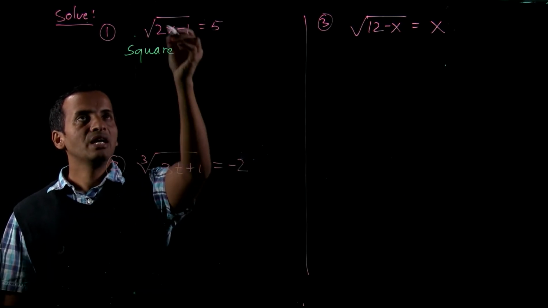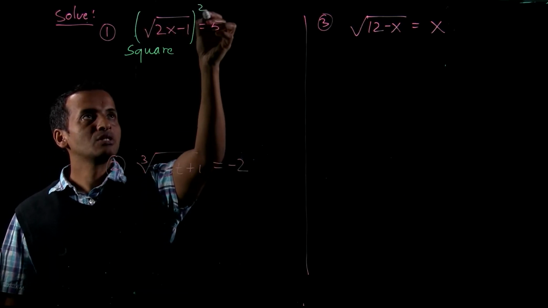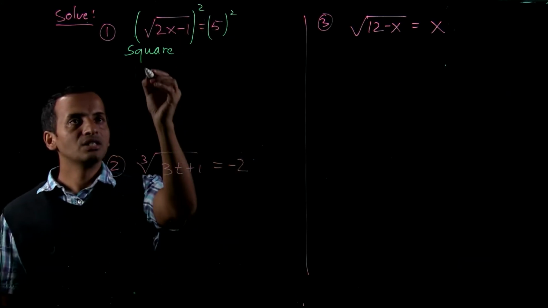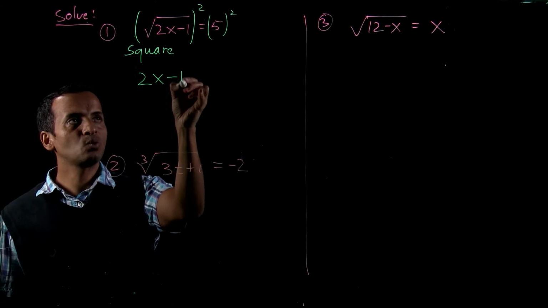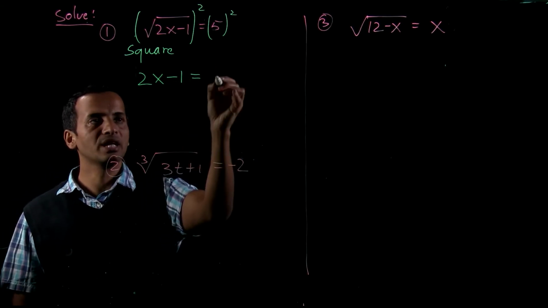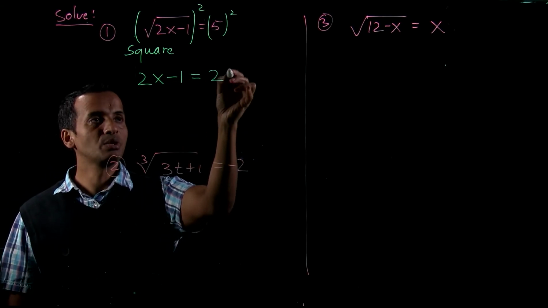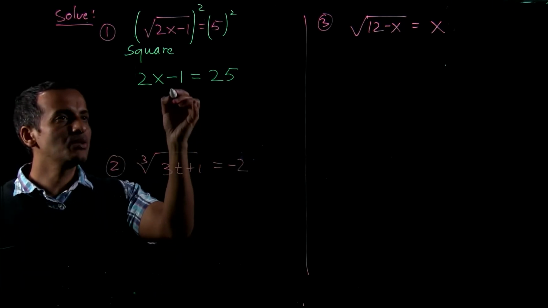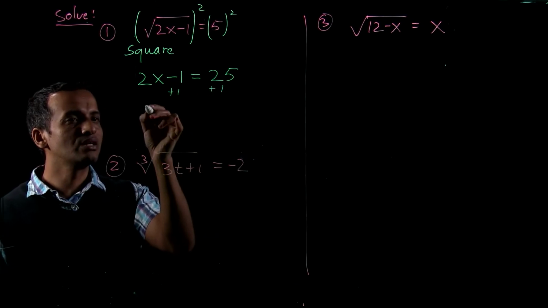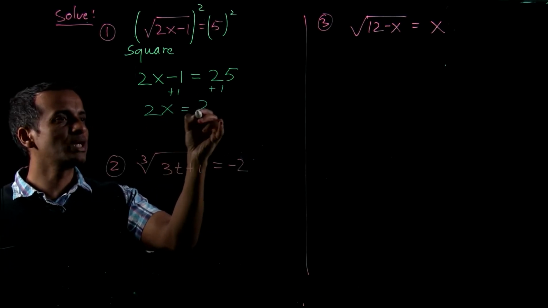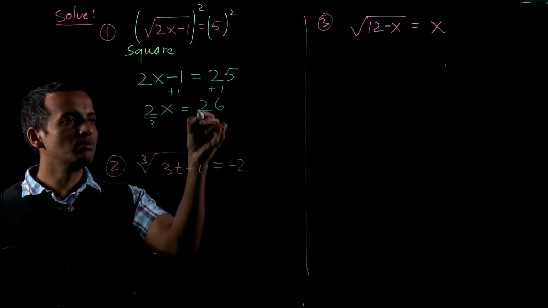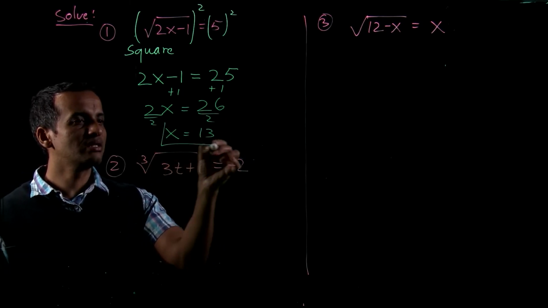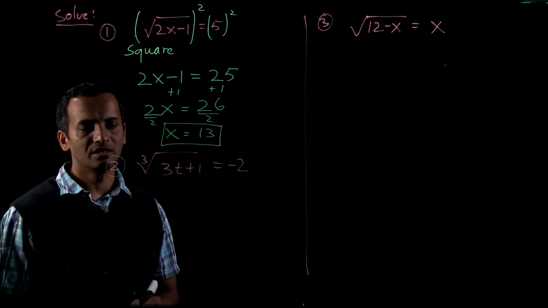If you square both sides, the square and the square root will cancel, so it will be 2x minus 1 equals, what is 5 squared? That is 5 times 5, so that is 25. Now to solve this for x, you add 1 on both sides, you will get 2x equals 26, and then dividing by 2 will give you x equals 13. That is the right answer.